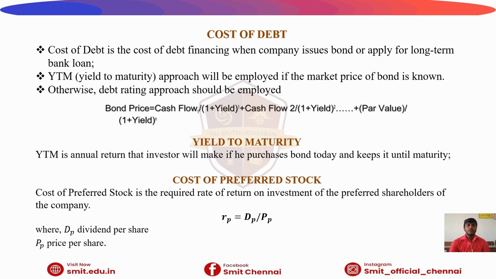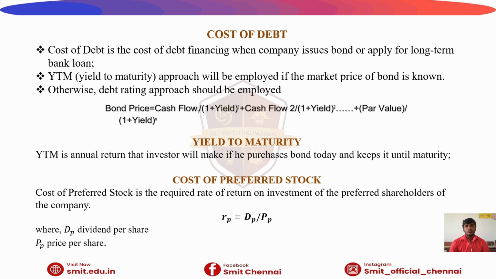The overall cost of capital combines these based on their proportion in the capital structure. Let's see about the cost of debt. The cost of debt is the cost of financing when a company issues bonds or applies for a long-term bank loan. YTM means yield to maturity. When we purchase a bond, there will be some maturity date, like 1 to 3 years, 3 to 5 years. The yield to maturity approach will be employed if the market price of the bond is known. Otherwise, the debt rating approach should be employed.